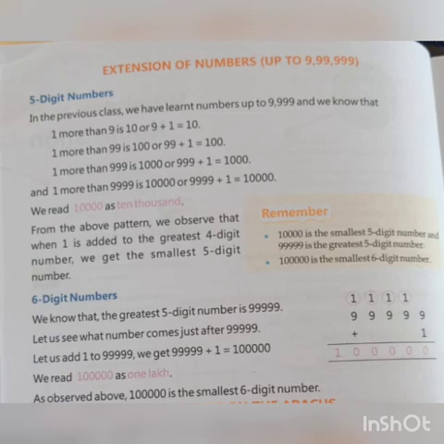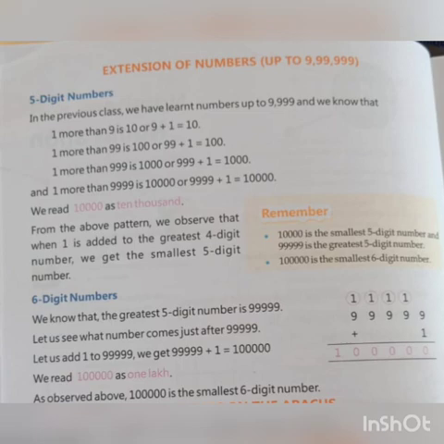See here, in the remember part they have given that 10,000 is your smallest 5-digit number, and 99,999 is the greatest 5-digit number. Can you feel the difference between those two? Next, 1 lakh is the smallest 6-digit number, and 9,99,999 will be your greatest 6-digit number.